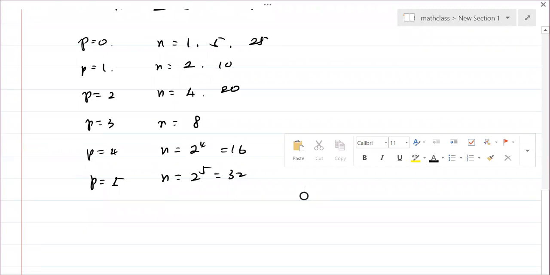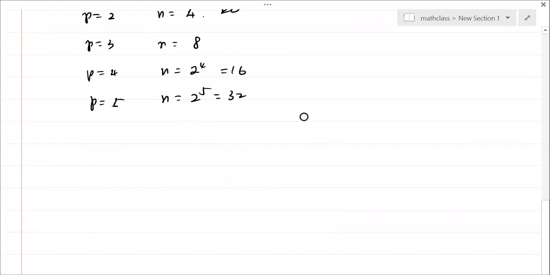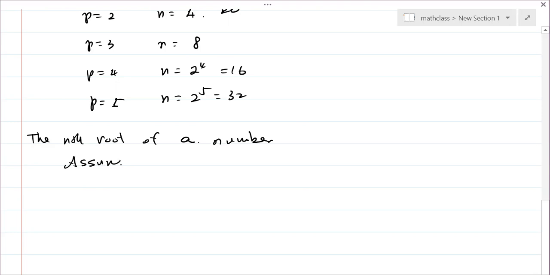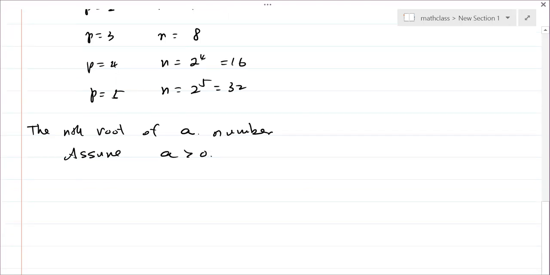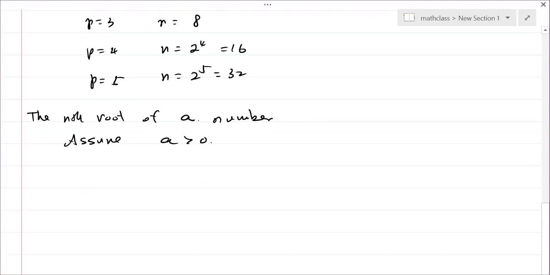Now our next notation is about the nth root of a number a. What does nth root mean? We assume that this number a is positive. If a is negative, it's a little bit subtle, so we're not going to deal with this right now.